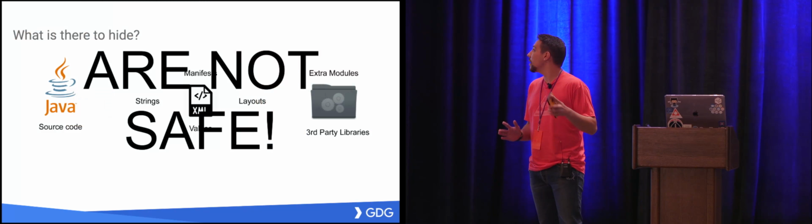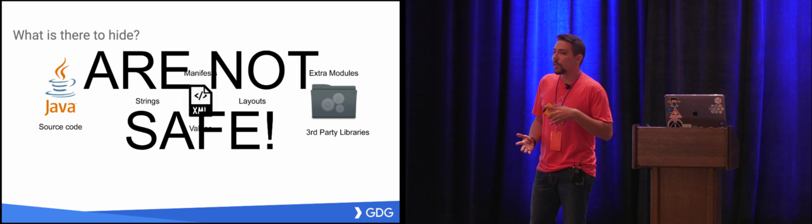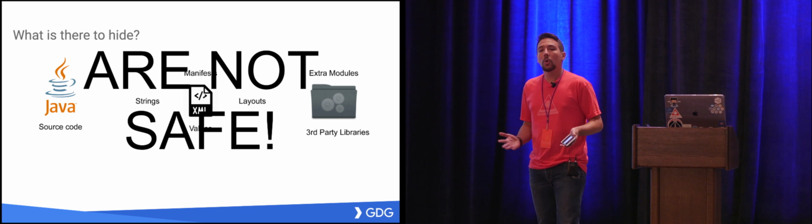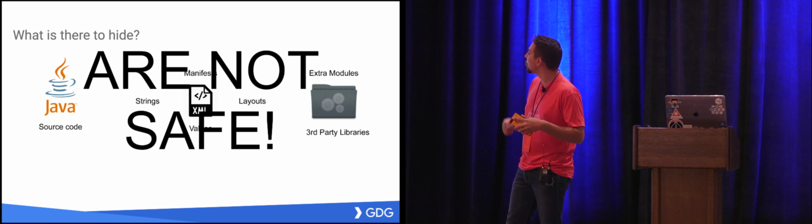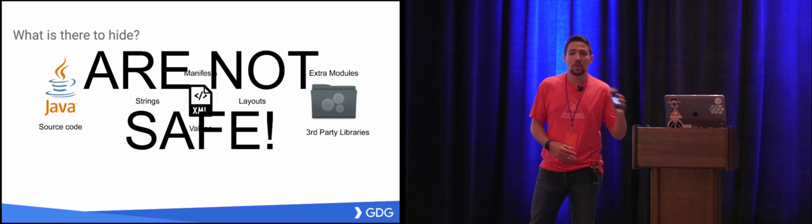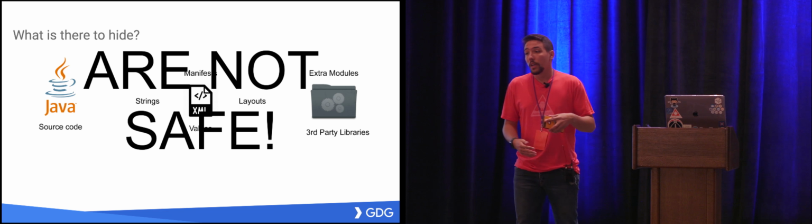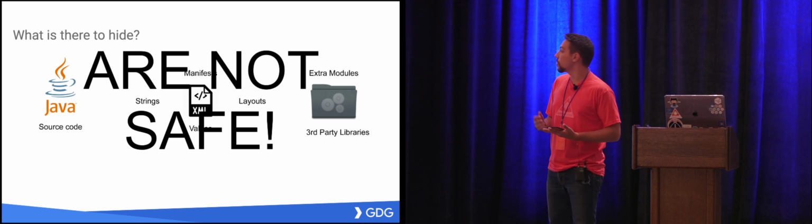So enough about me. Let's start talking about what's the actual information that we need to hide. Well, it's pretty much every single line of code that we have inside our application. That includes Java source codes, resources, so manifests, strings, layouts, dimensions, colors, drawables, extra modules, so it's like Wear modules, TV modules, Glass modules, everything.